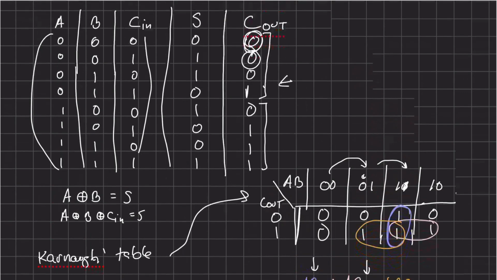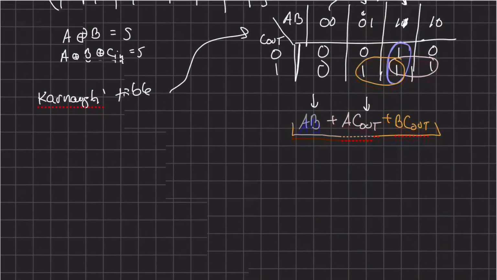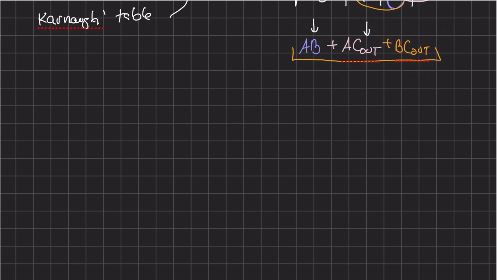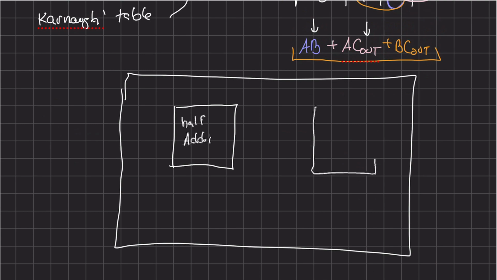Okay, but what we will do today will be a little different. We will use two half adders. So let's make a big box here, and inside that big box we will create two half adders.